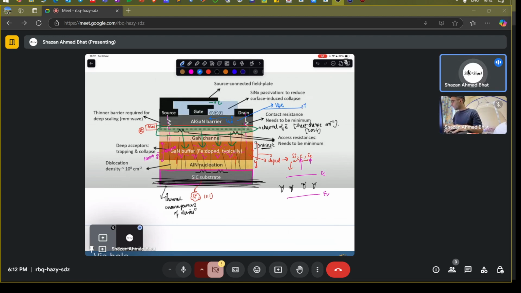But there is a trade-off. What is the trade-off? If LGD goes on increasing, the delay increases. As a result, your frequency suffers. So there is always a trade-off in these parameters, and it depends on what specifications you want, what characteristics and performance you want out of the device. Accordingly, you can fabricate the device. But these trade-offs will always be there.